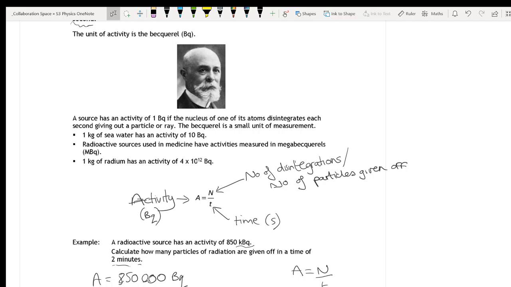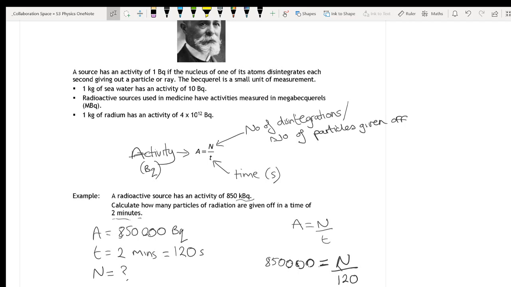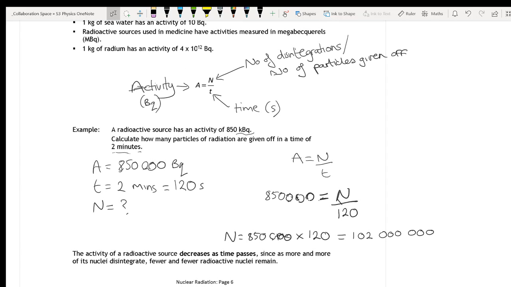So to measure the activity, we use the equation: activity is number of disintegrations, nuclei, or the number of particles given off, because they happen at the same time, divided by the time. Activity is in becquerels, time is in seconds, and the number of disintegrations or number of particles is just a number, it doesn't have a unit. So for example, a radioactive source has an activity of 850 kilobecquerels.